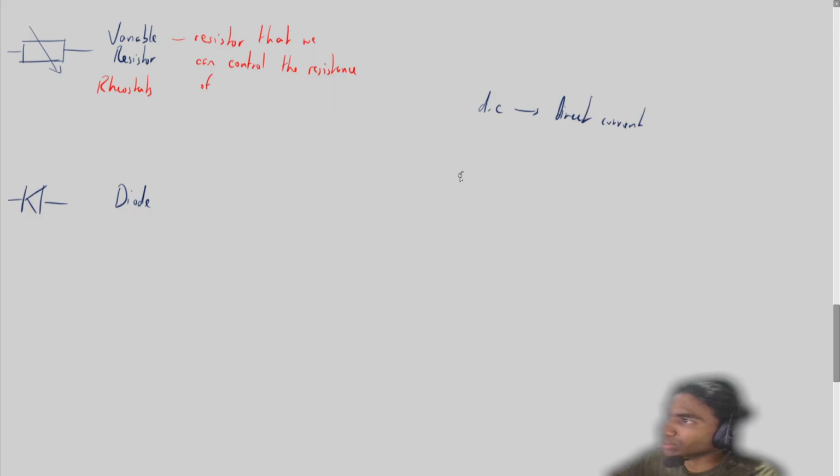And we have another type that is called AC, which is an alternating current. You might have heard of the band called AC/DC.